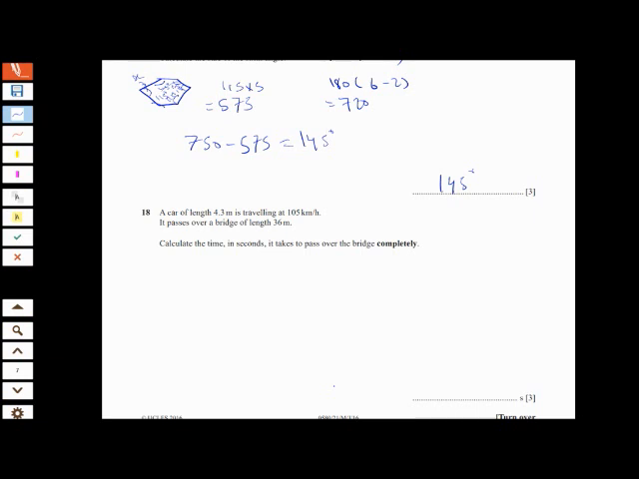Question 18, a car of length 4.3 meters is traveling at 105 kilometers per hour. It passes over a bridge of length 36 meters. Calculate the time in seconds it takes to pass over the bridge completely. Okay. So the car has a length of 4.3 meters and the bridge is 36 meters. First you have to add this together, 4.3 plus 36, because they said here completely after it passes through, not while it's on the bridge. So it's 40.3. Now that's the distance you got.